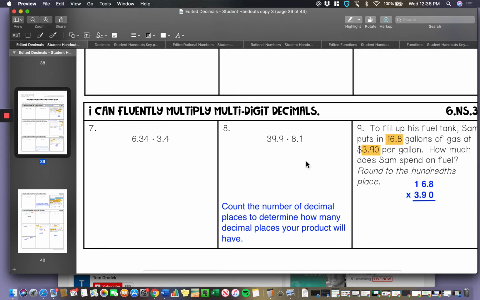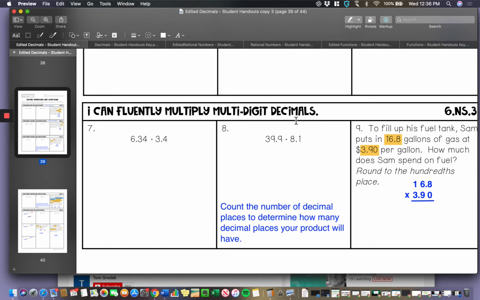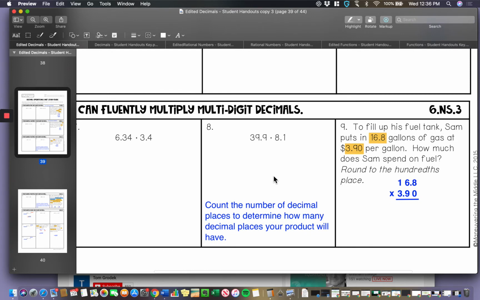All right. Now we are going to be multiplying multi-digit numbers. So the rules are a little bit different. So I wrote a little note down here. It says count the number of decimal places to determine how many decimal places your product will have. Remember, product is the answer to any multiplication problem.